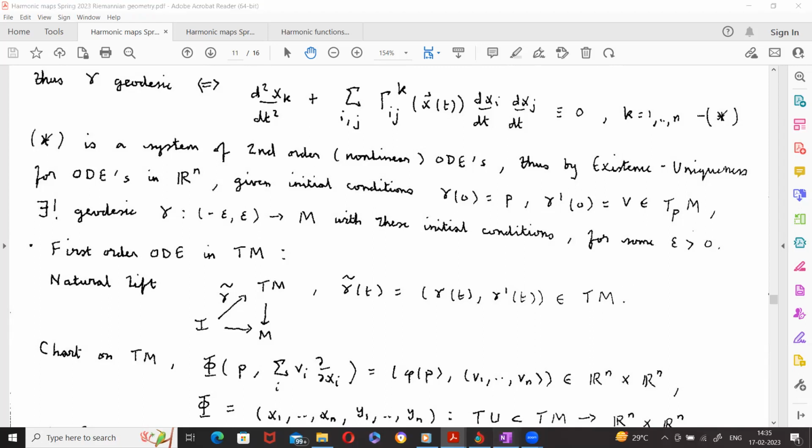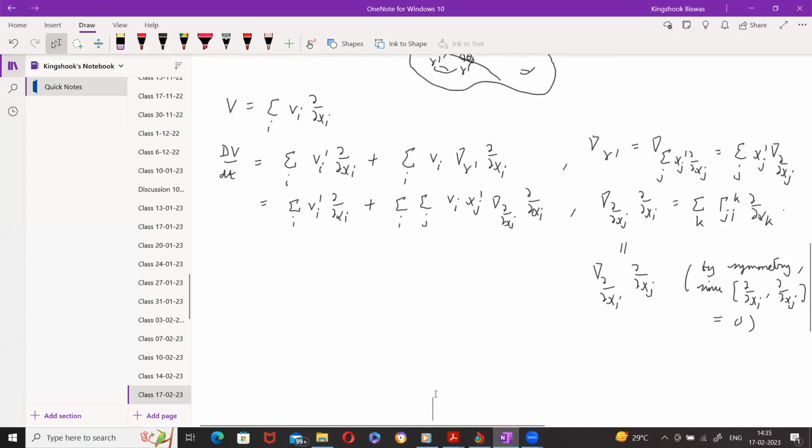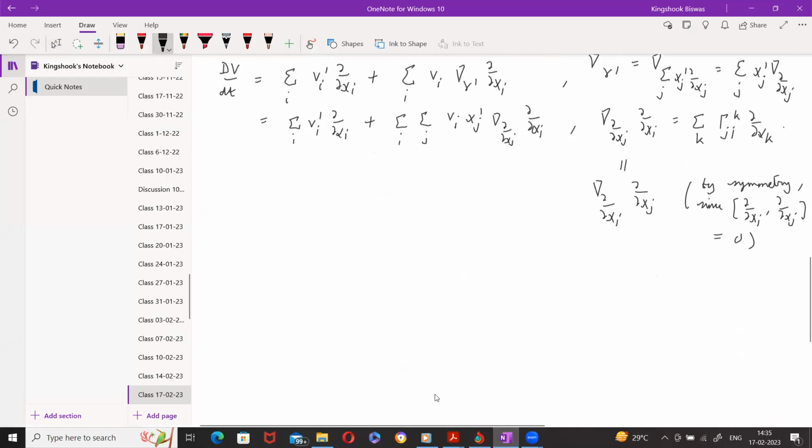So what we're getting from the existence uniqueness theorem for ODEs in R^n is that given two initial conditions, p equal to gamma(0) and v equal to gamma prime(0), we have, for a small time, a unique geodesic with these initial conditions. Is this clear? Yes, sir, it is clear.